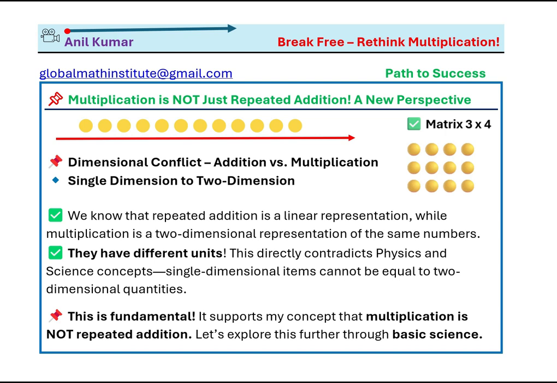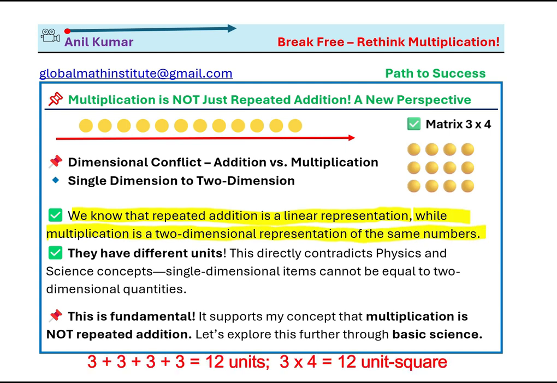So what we saw is addition is single dimension moving along a straight line. Multiplication, on the other hand, is two dimensional, covering an area. We know that repeated addition is a linear representation while multiplication is a two dimensional representation of the same number, right? But they are not the same thing. They have different units. That makes all the difference we're talking about.